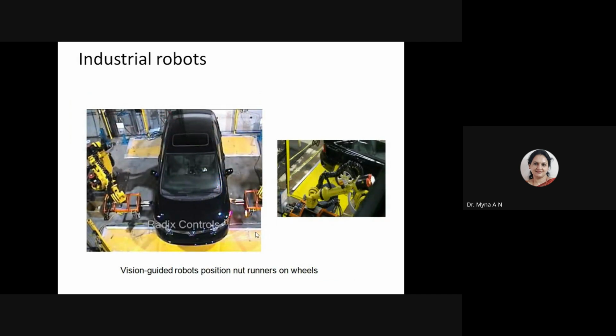This is another example, an industrial robot. Those who have visited the Toyota car factory in Bidadi must have seen that there are vision guided robots which position the nut runners on the wheels. There are 6 robots in that industry which do the fixing of the nuts on the wheels, and they do it so accurately, and a lot of time is saved and manpower is also reduced.